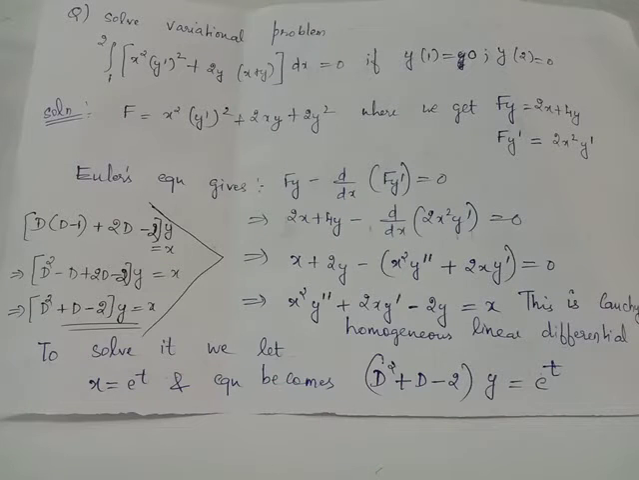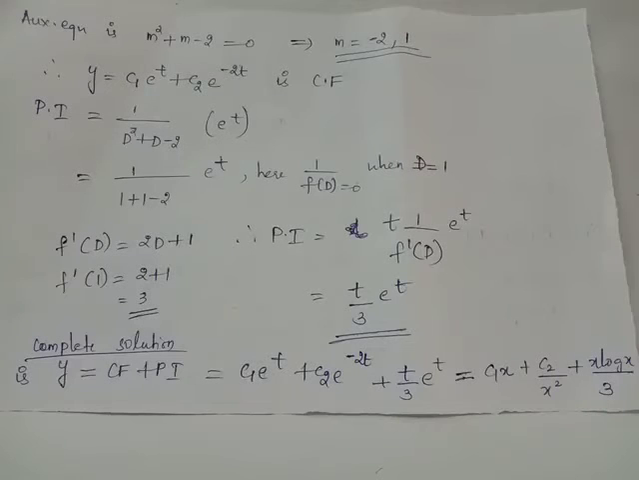Now we have the auxiliary equation to be solved, and the auxiliary equation is m² + m − 2 = 0. The roots of the auxiliary equation are obtained as m = −2 and m = 1. Thus we have the complementary function obtained as y = c1 e^t + c2 e^(−2t), where c1 and c2 are constants.